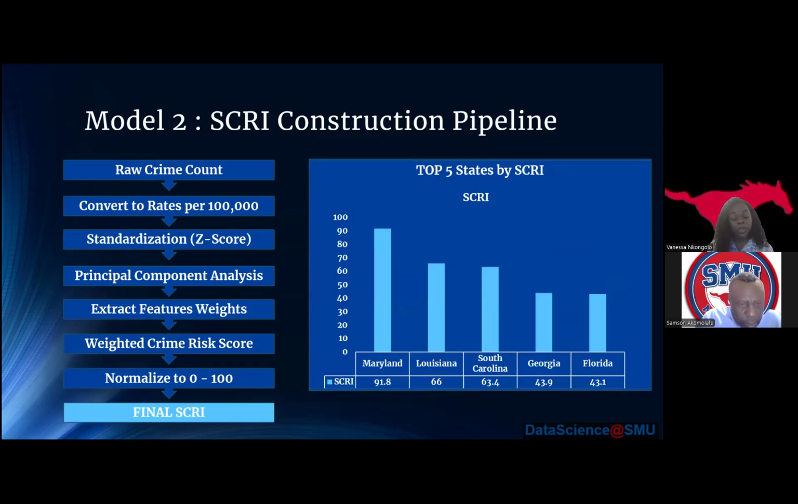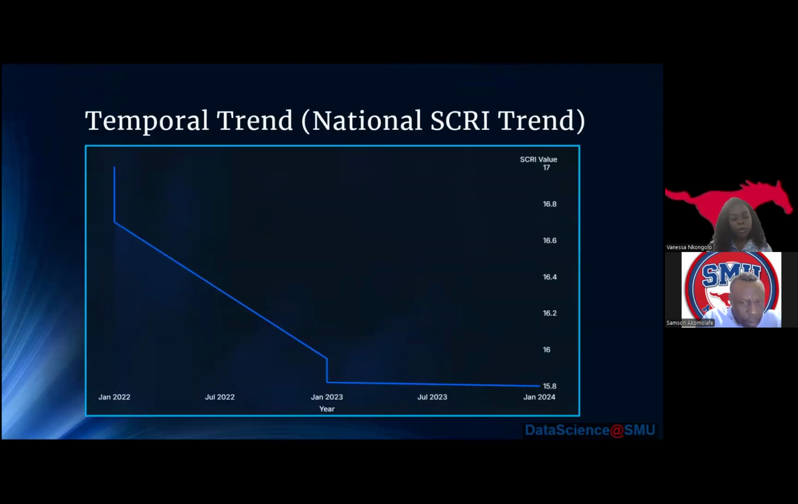And the final score shows that the top 5 states in terms of score are Maryland, Louisiana, South Carolina, Georgia, and Florida. We also ran a temporal trend analysis to see how the score has been moving for the past couple of years. Turns out it actually decreased from 2022 to 2024.